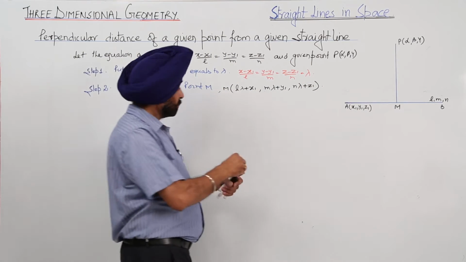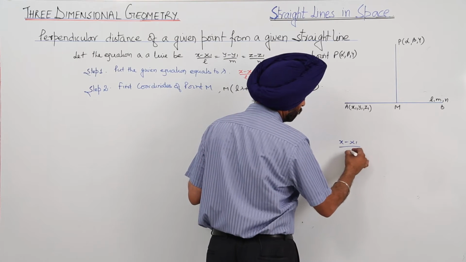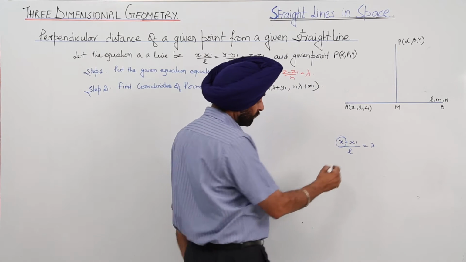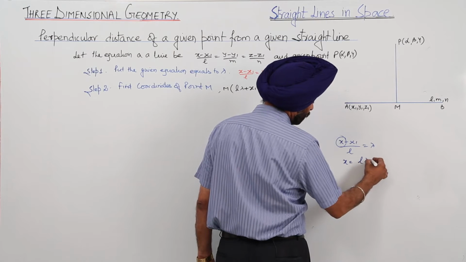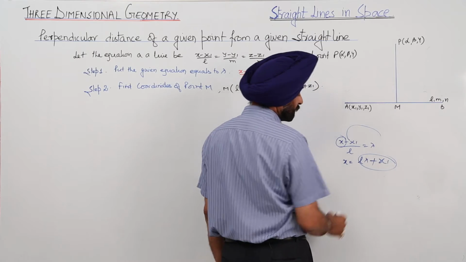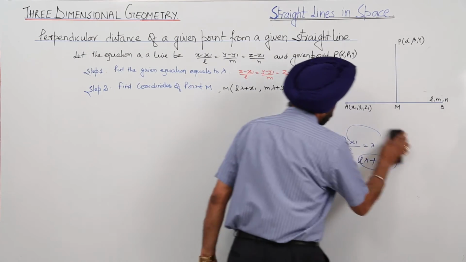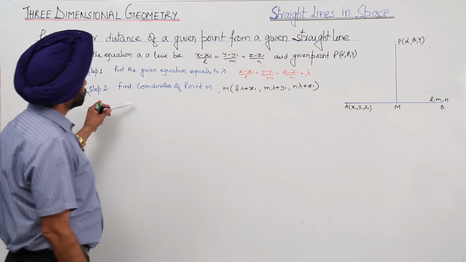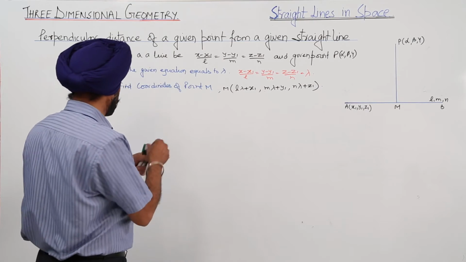Now, let me explain once more. It will be (x minus x1) upon L is equal to lambda, and what is the value of x? x is equal to L lambda, and this shifts to this side, plus x1. So, like this we can get the values for x, y and z. We have already done this. So, in step 2 we have found the coordinates of point M.